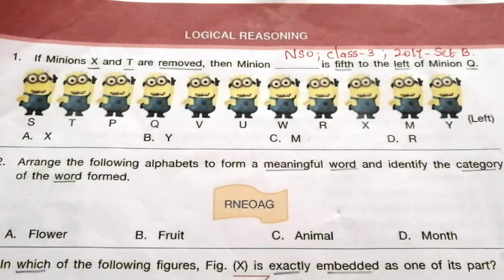Today we are going to discuss the 2017 Set B NSO question paper for class 3 students. I have already uploaded some other IEO, NSO and IMO question papers for class 3 students. You please go to the playlist in Students Reference and click Olympiad Class 3 to get these question papers.